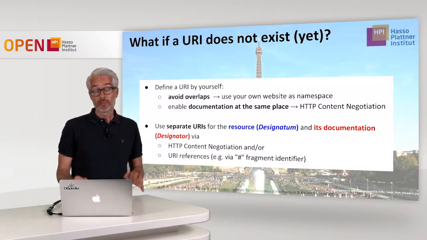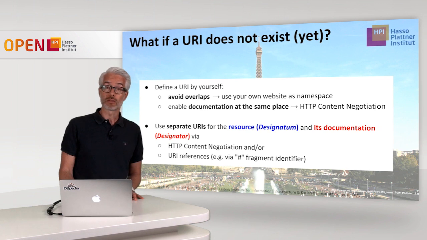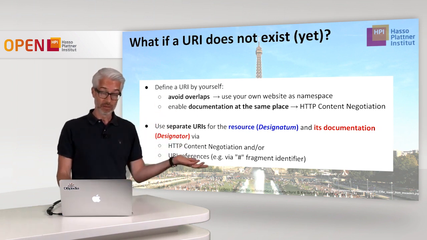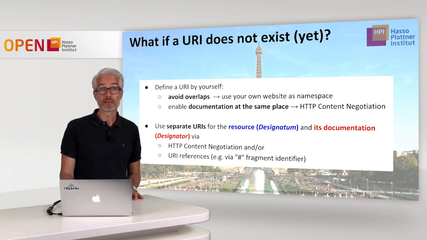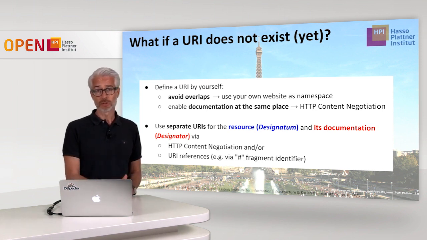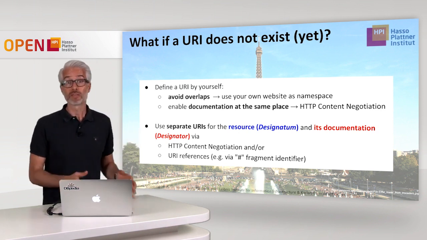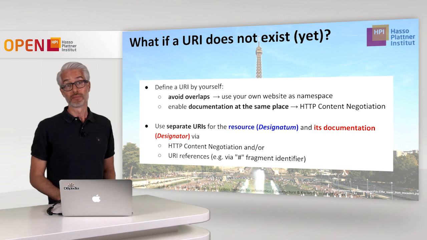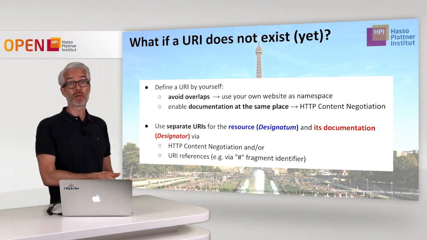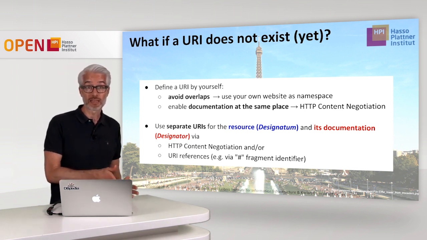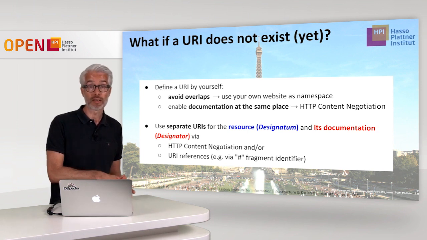Okay, so you can use URIs that already exist on the web, for example, like for the Eiffel Tower. But for yourself, maybe there is no URI, so you have to come up with one. How to do that? How to define a URI by yourself? So the first thing, of course, you should somehow avoid overlaps. So use as a namespace for your own URI, possibly your own website as a namespace. And then, of course, what you should do is, in the same place, provide information about the resource, about yourself, about this thing you are representing with the URI.